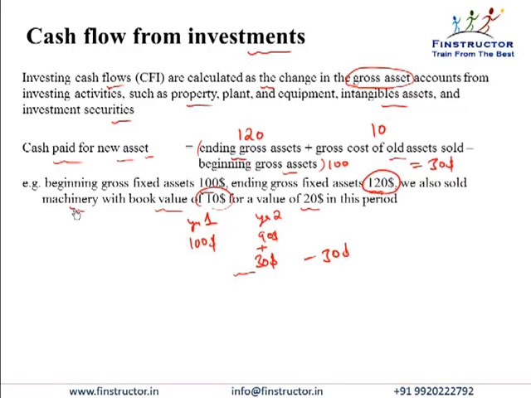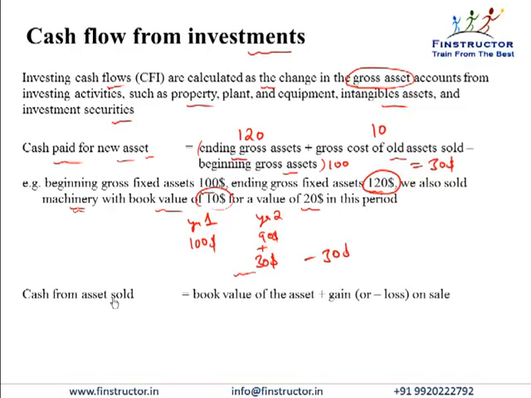We also sold some machinery, so the cash received from the assets sold, in this case we know that it's an amount of $20 because we received $20 from the sale of the old asset, can also be calculated as the book value of the asset, which is $10, plus the gain or loss on the sale, which is another $10 in our example. So we received $20 from the sale of some old plant and machinery, and we paid $30 for the acquisition of a new plant.